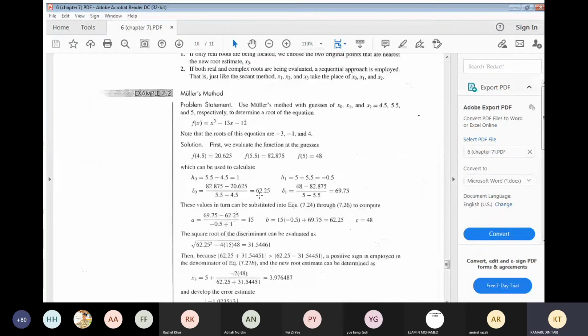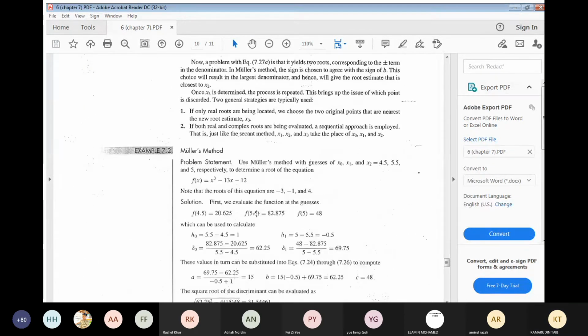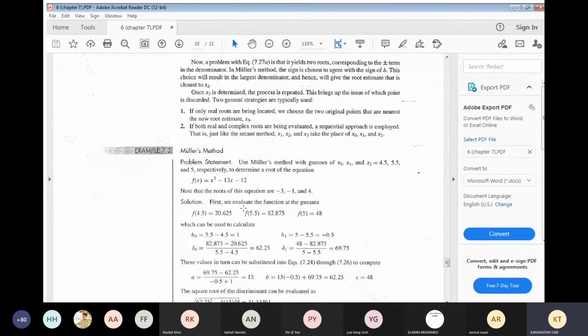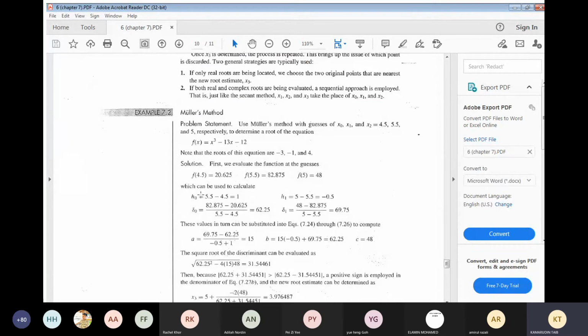So, example: use Mueller method with guesses x0, x1, x2. See, I told you, you need to use 3 initial points, to find the root of this equation, a cubic polynomial equation. The exact solutions are -3, -1, and 4. So we don't have any complex root for this particular polynomial. First, you calculate the function at the guess points, the initial values. So these are the values f0, f1, f2.